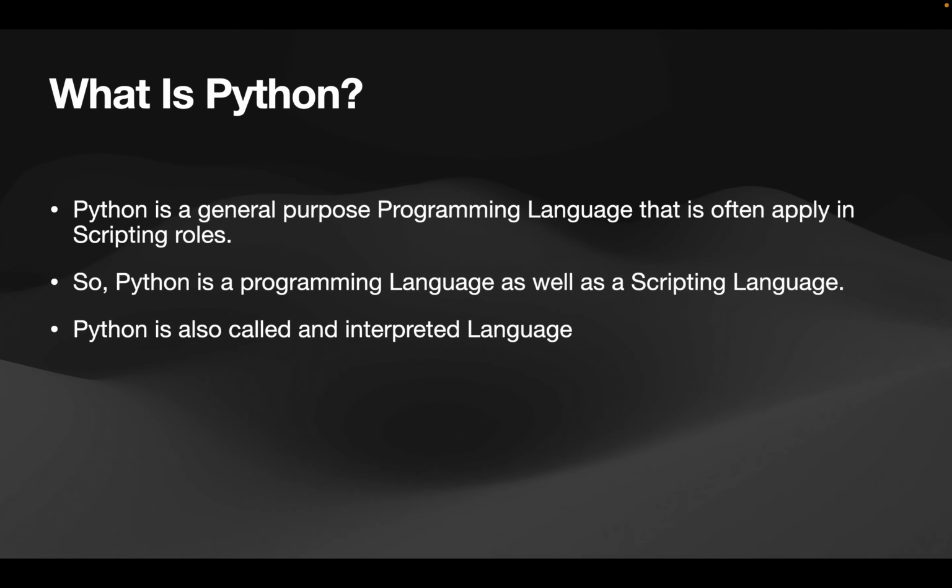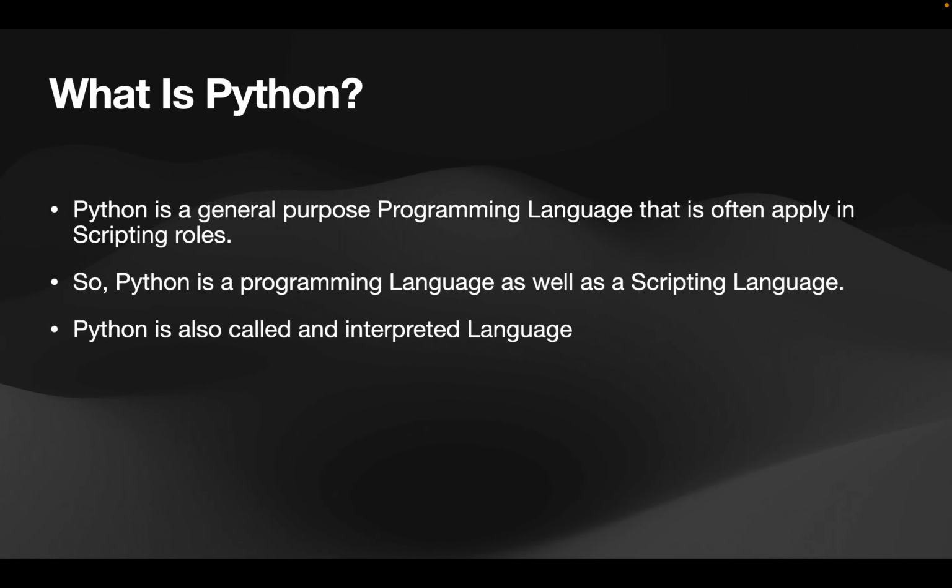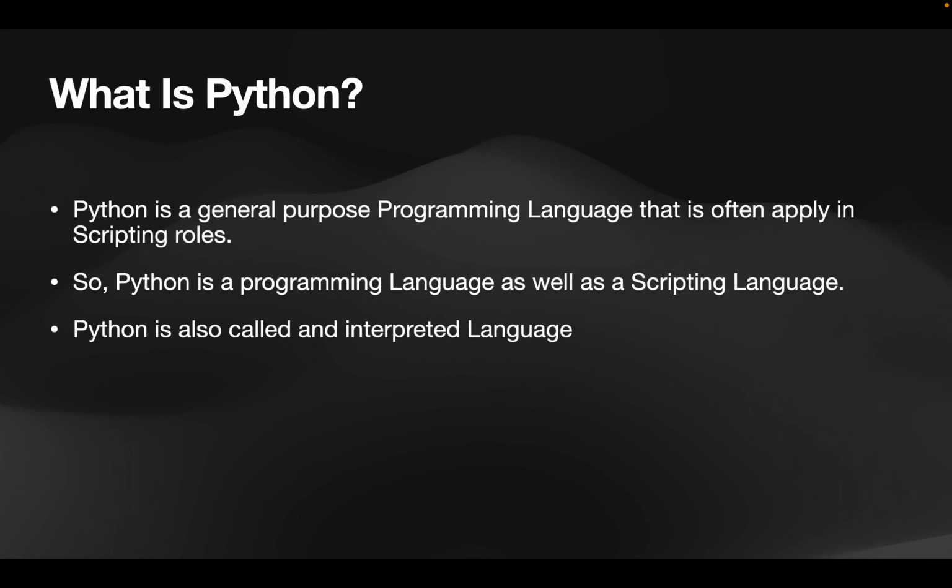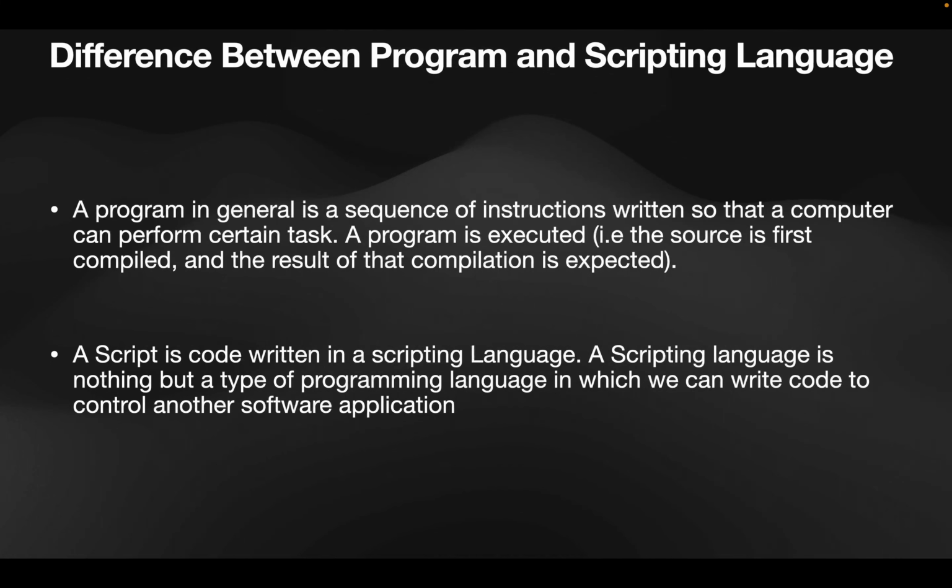Okay, what is Python? Python is a general purpose programming language that is often applied in scripting roles. So Python is a programming language as well as a scripting language. So you might want to know the difference between a scripting language and a programming language. Don't worry, we'll get there. Python is also called an interpreted language.